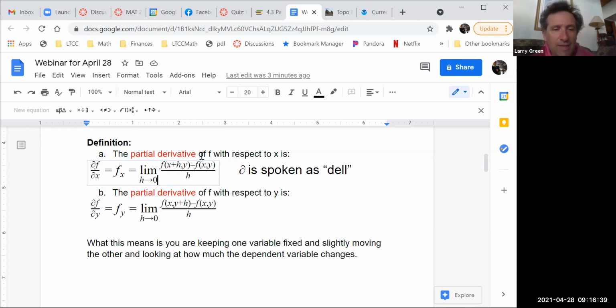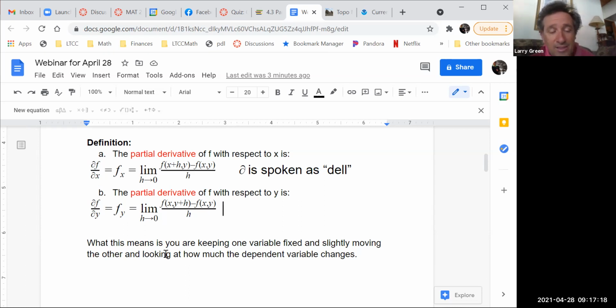So this is the formula for the partial derivative of f with respect to x. And once you know with respect to x, with respect to y is kind of obvious. The partial derivative of f with respect to y is del f over del y, or f sub y. So now we just use y because we're emphasizing that we're moving along the vertical axis. And we take the limit as h goes to 0 of f of x, y plus h minus f of x y, all over h. So those are the definitions.